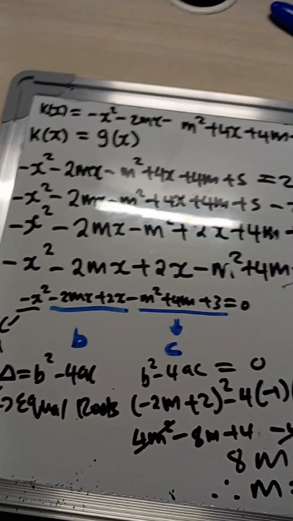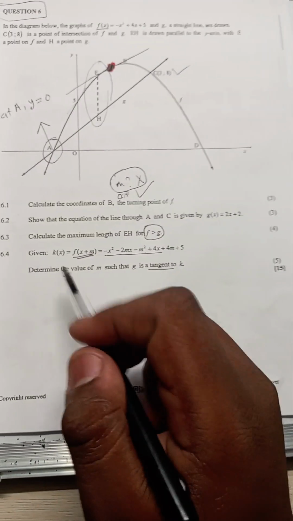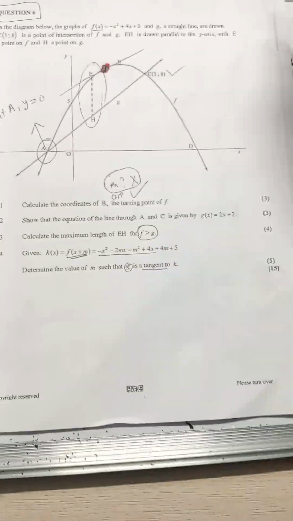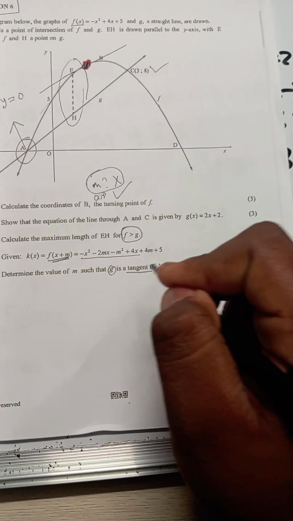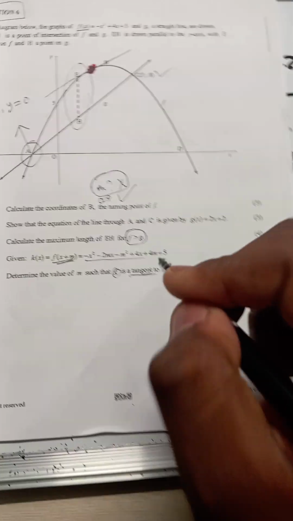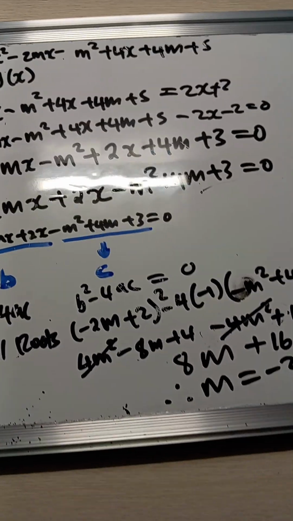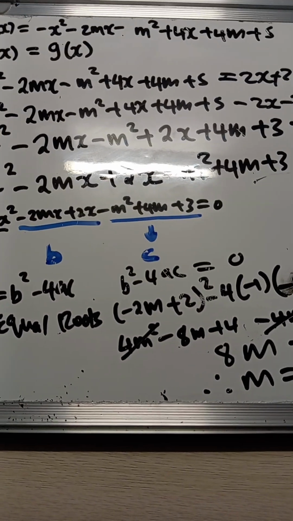Hope you understood everything. The main thing of this question was to understand that they said to determine the value of m such that g of x, which is the graph of the straight line, is a tangent to k. What does it mean? It means that g has to be equal to this curve, because you know that the tangent is a straight line passing through a curve exactly at one point. Then you got our value of m to be negative 2. Okay guys, thank you very much. I hope you understood and enjoyed.